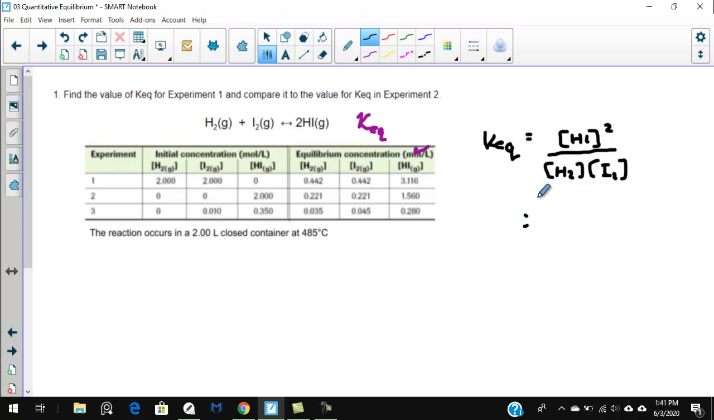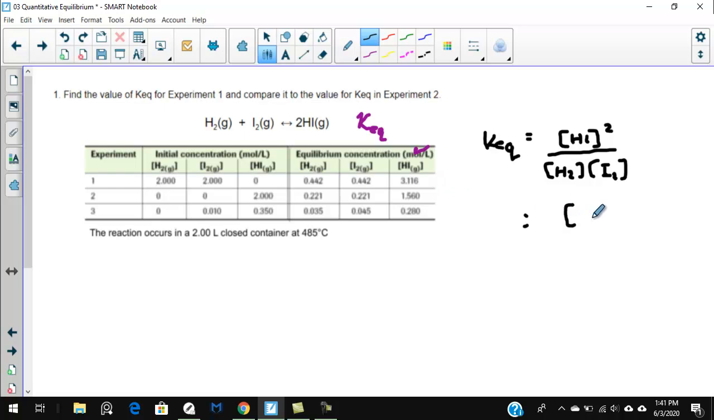Now, because it's a constant, we can use any one of these 3 experiments. I'm just going to use the first one, but you should be able to go back and redo this calculation for any of these experiments using the equilibrium concentrations and get the same number every time, if the system was actually at equilibrium, which I believe it is in this question. Okay, so let's just use the first one. We started out with 2 moles of each of the reactants. We had none of it at the beginning. And then at the end, here are our concentrations at equilibrium. So let's plug those into our formula.